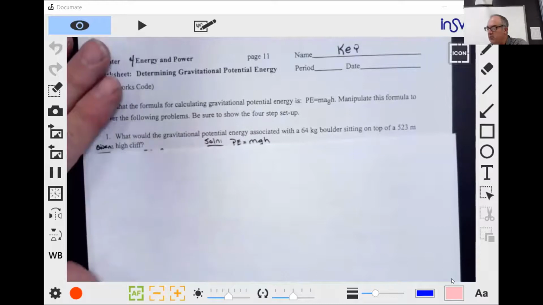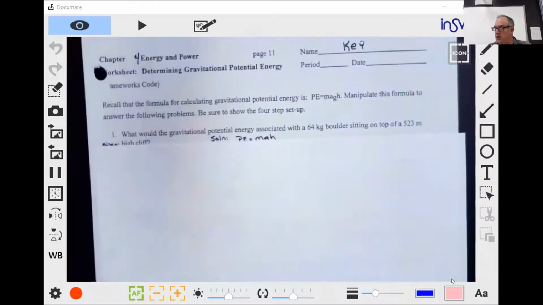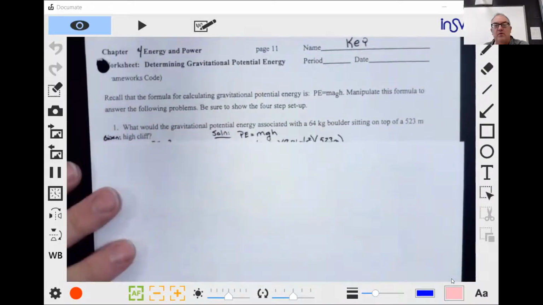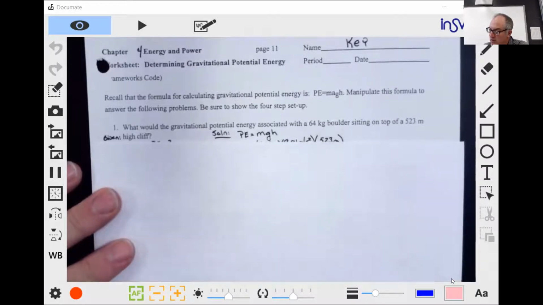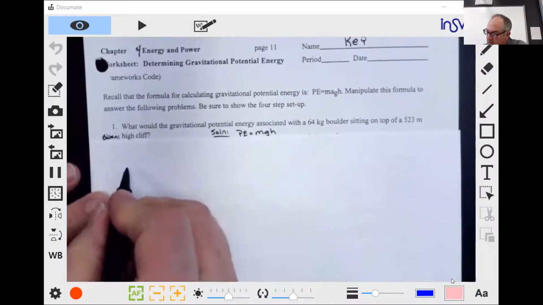But what we want to be able to do is go on to our homework. So if we go to today's homework, we can see, if you download the worksheet, our gravitational potential energy. In this example, we have a boulder sitting on top of a hill and it's going to roll down or fall off this cliff.